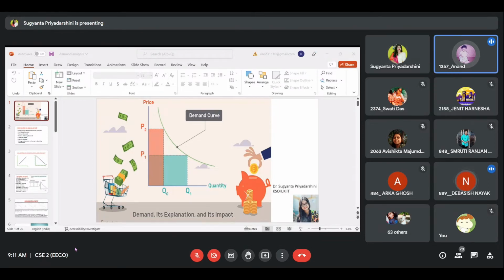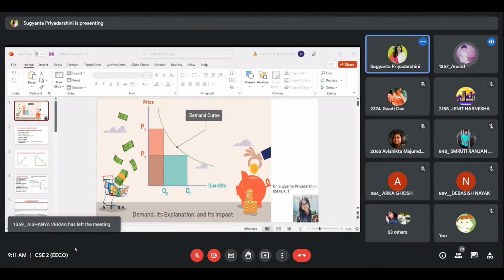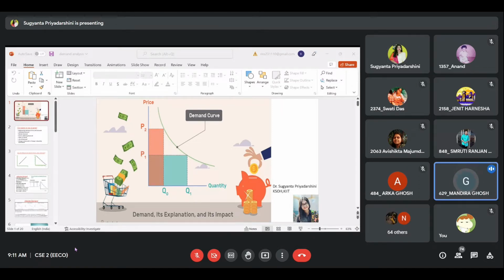Ma'am, when we have the ability to buy a desire we are having, it becomes a demand. Very good, Anand. Exactly. The willingness or the desire to have it along with the ability to afford is known as the demand for a commodity. Okay. Basically the desire plus the ability to buy is demand. Yes, very good. Desire plus ability to buy.